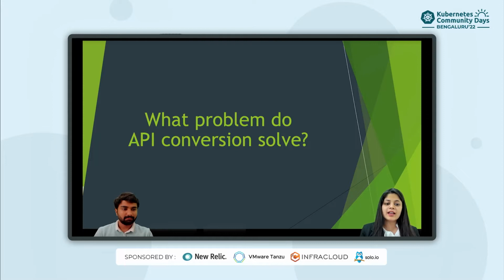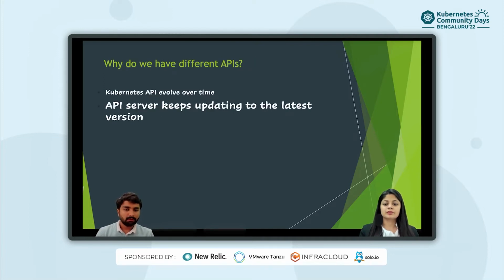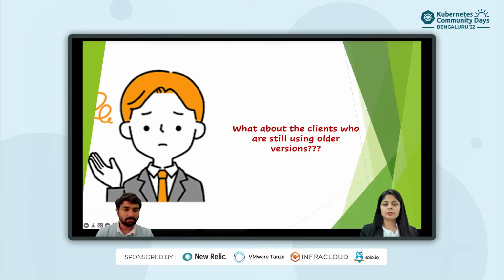Before understanding how to write conversions, let's first understand what problem API conversions solve. We know that Kubernetes clusters have multiple APIs, and each API starts with the alpha version and then gradually evolves over time. As APIs evolve, the cluster needs to update to the latest version. The clients of the API server, like controllers and users, can also upgrade to the new versions, but it is not necessary that all the clients will upgrade to the new version.